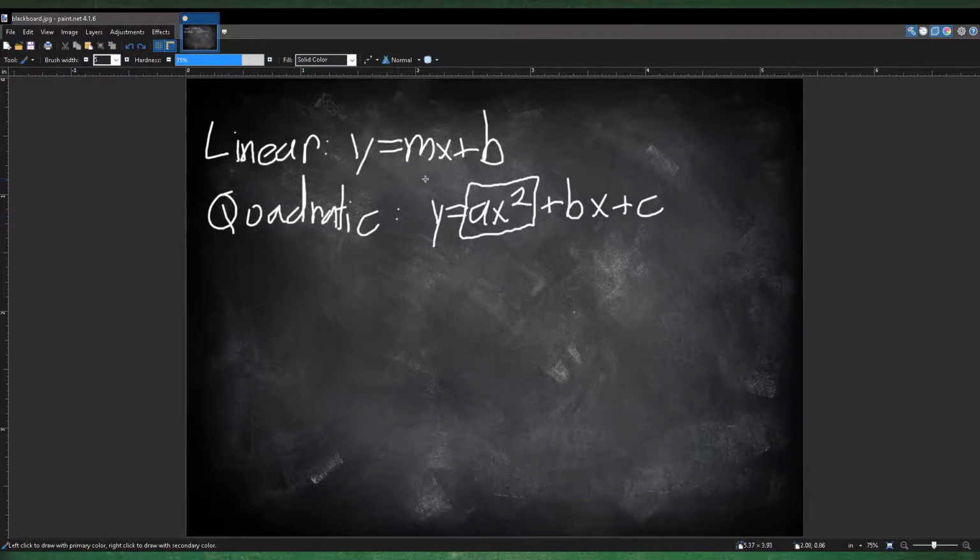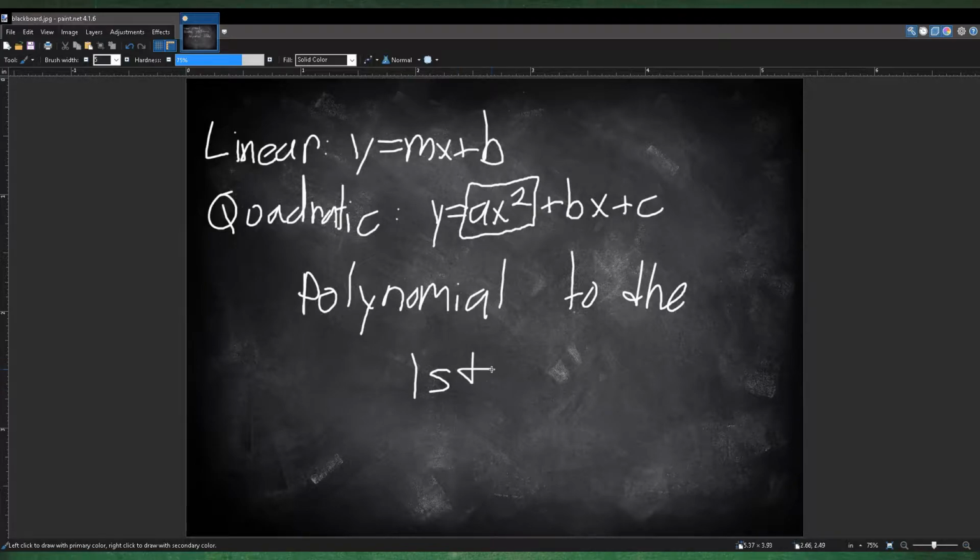So if you have a linear, it would just be called a linear. A different name for it would be called a polynomial to the first degree. See, this would be another name for a linear. A quadratic would just be called a quadratic, but another name for it would be, if not polynomial to the first degree, because the first degree means that the x is raised to the power of 1, which is the highest amount of power.